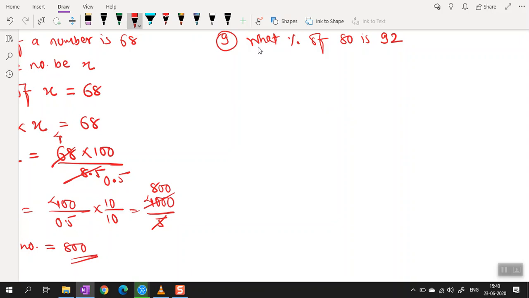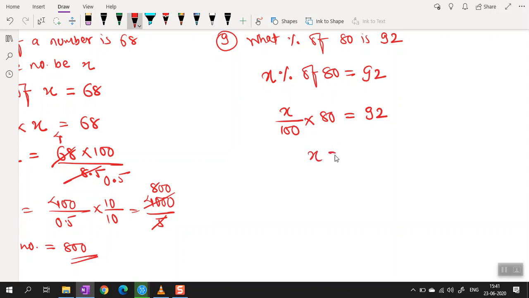What percent? Whenever you see "what", you put x, "percent" as it is, and "of" you just write as of. 80 is equal to 92. Now you see the next step. We have converted into partial mathematical form, now full mathematical form. X percent will be x upon 100, "of" will be multiplication, 80 is equal to 92. So x is equal to 92 multiplied by 100 upon 80.